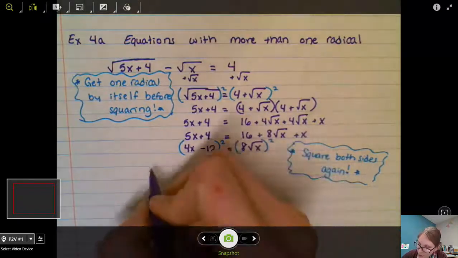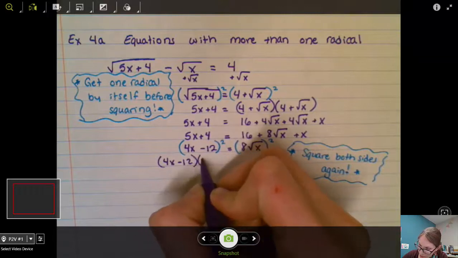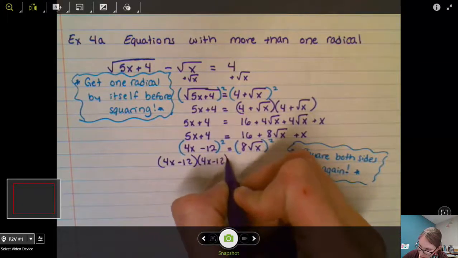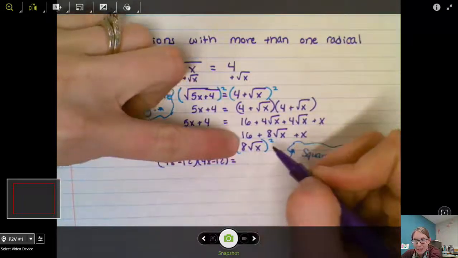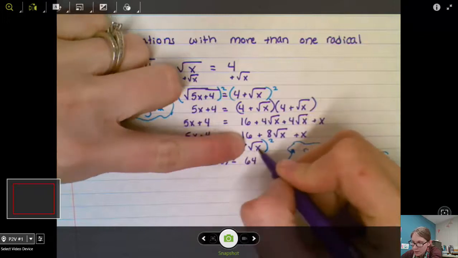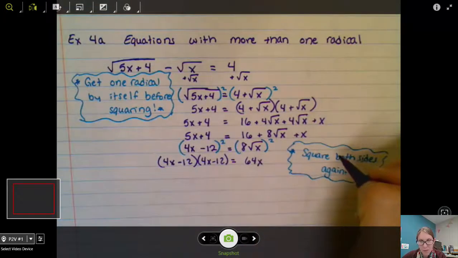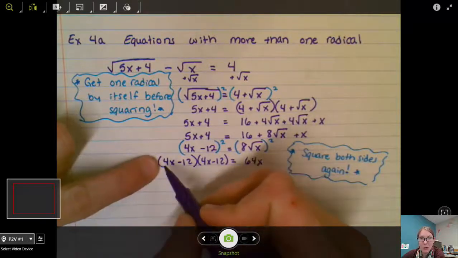So to take that 4x minus 12 and square it, so 4x minus 12 times 4x minus 12. But then 8 square root of x squared is 8 squared, which is 64x. Okay, so that's worked out really nicely. Hopefully the rest of this does too.